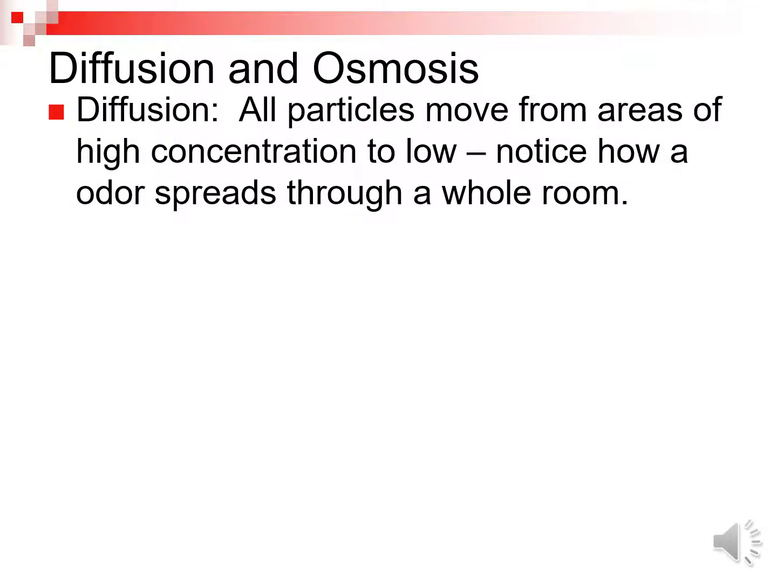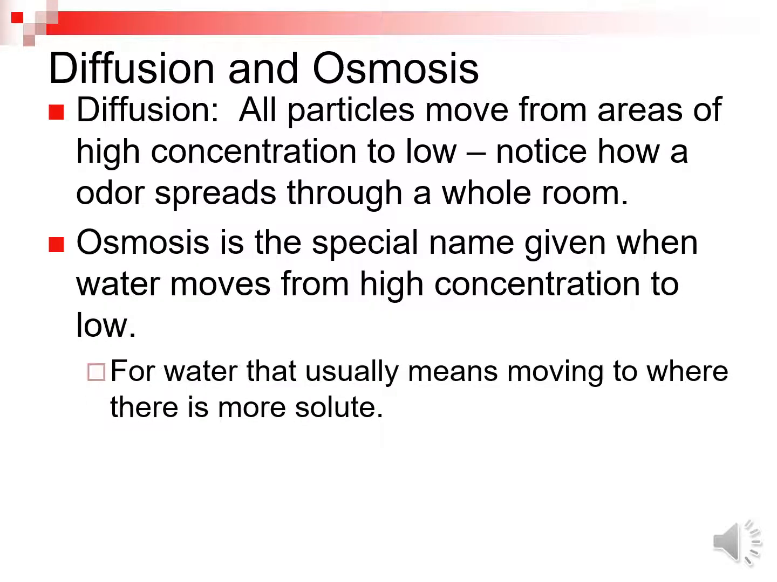Diffusion and osmosis are properties of solutions that affect the cell, and so it's important in a medical chemistry class to talk about diffusion and osmosis. Diffusion is simply particles moving from areas of high concentration to low. You think about a perfume bottle being opened, the odor will spread throughout the whole room. So that's simply because in a gas or a liquid, molecules can move past each other and spread out randomly.